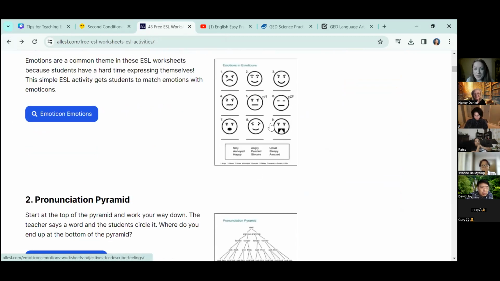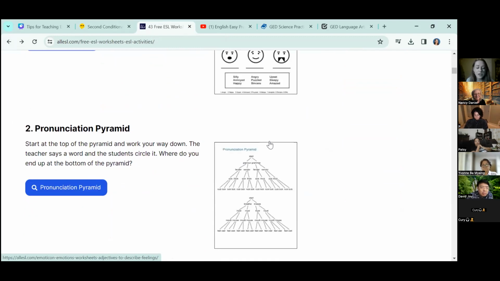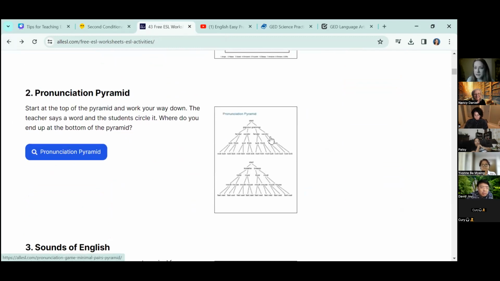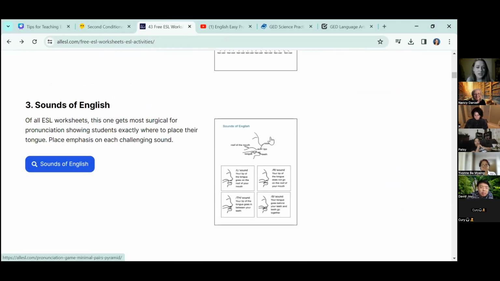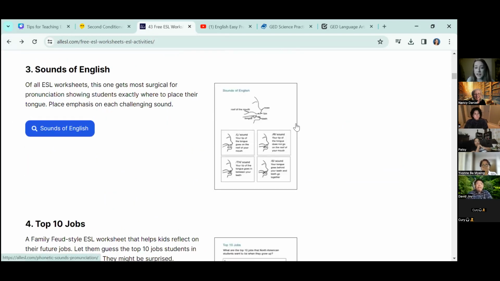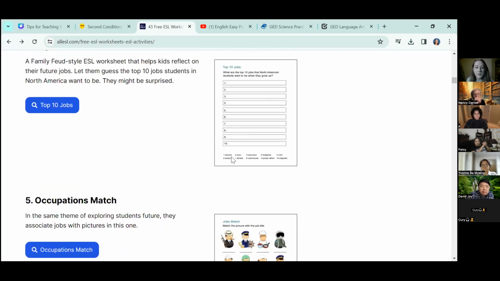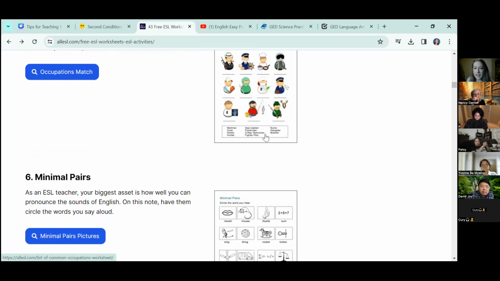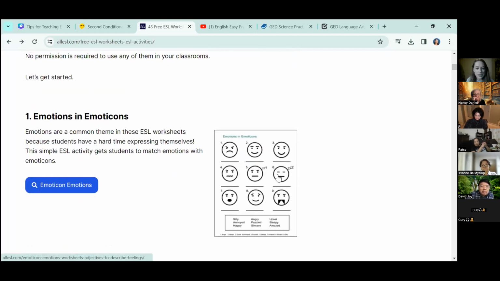You've got really, really simple stuff, like just talking about emotions. You've got some that focus on pronunciation and getting comfortable speaking English words. This one is awesome. It's an actual diagram that shows you how to teach the sounds of English: where to put your tongue, where the vowel sounds originate. Is it the back of the throat? Is it closer to the roof of your mouth? This can be really helpful for correcting pronunciation issues you might be seeing with students. You've also got some writing activities and occupation activities, but let's just take a look at one.